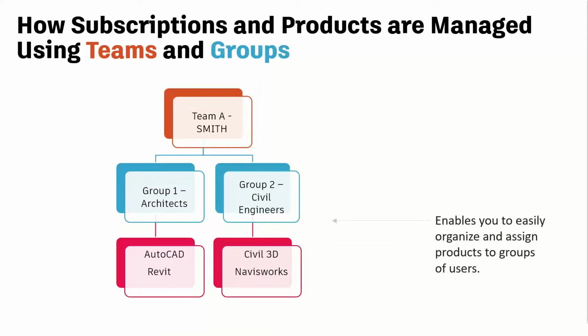And in our next graphic here, as you can see with groups, which are a subset of the team, you can assign products to specific groups you have set up. Then, as you add new architects or civil engineers to those groups, they automatically inherit the assigned products associated with that group. Our next video is going to provide some helpful overview in teams and groups. So let's go ahead and review that now.